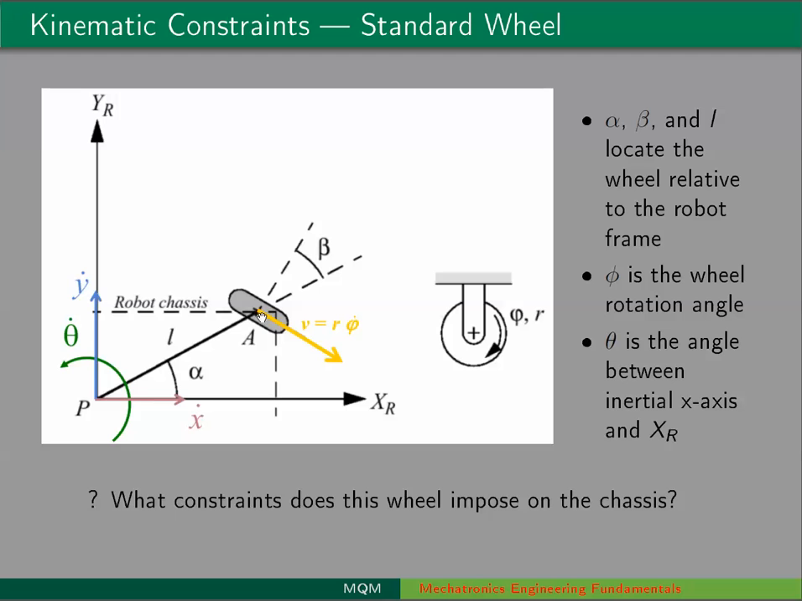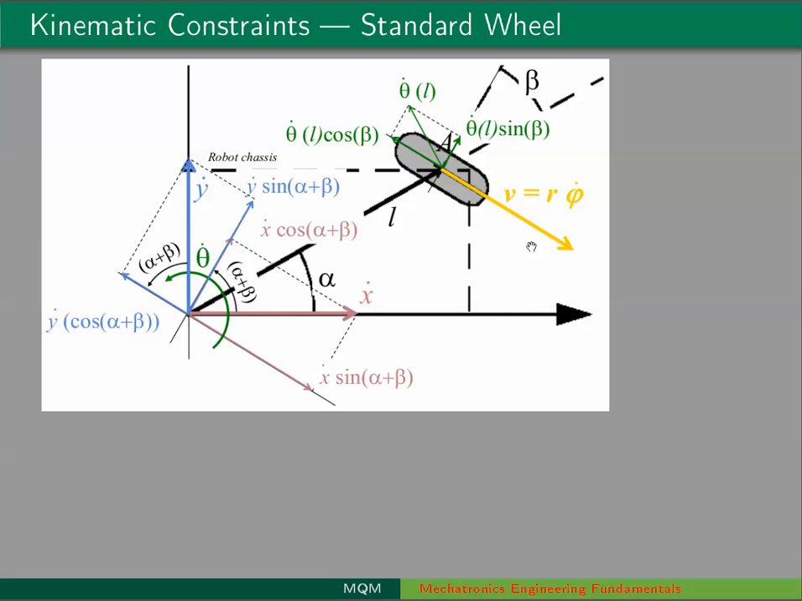And that is that the velocity in the wheel plane direction, the velocity of the robot in this direction, is equal to the wheel radius times the wheel speed. So that's one constraint. So the robot velocity in this direction is related to the wheel speed and wheel radius. And then the other constraint is that the robot chassis velocity in the direction perpendicular to the wheel plane has to be zero, because we assume that the wheel isn't going to slide.